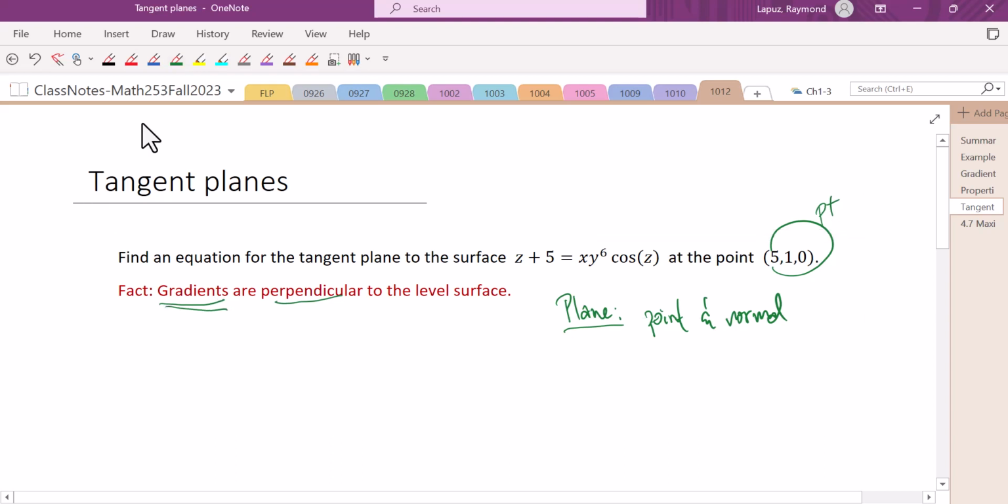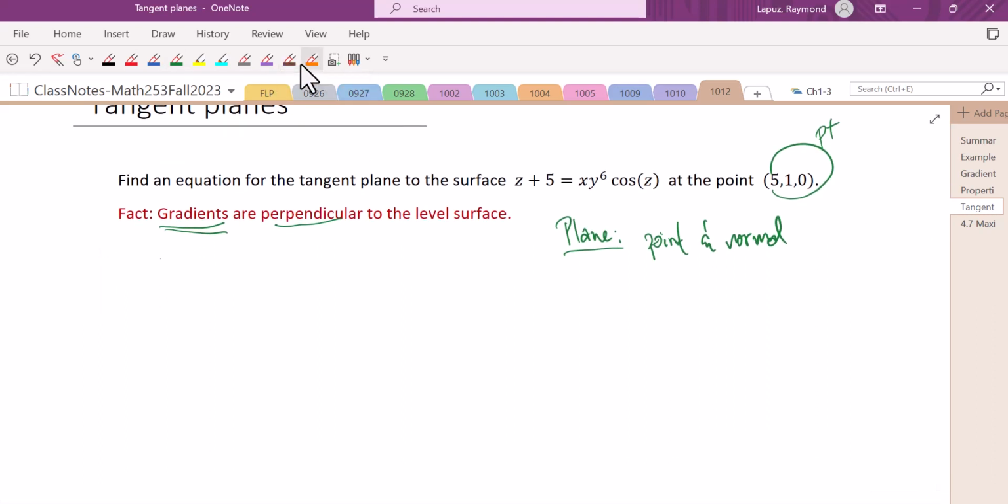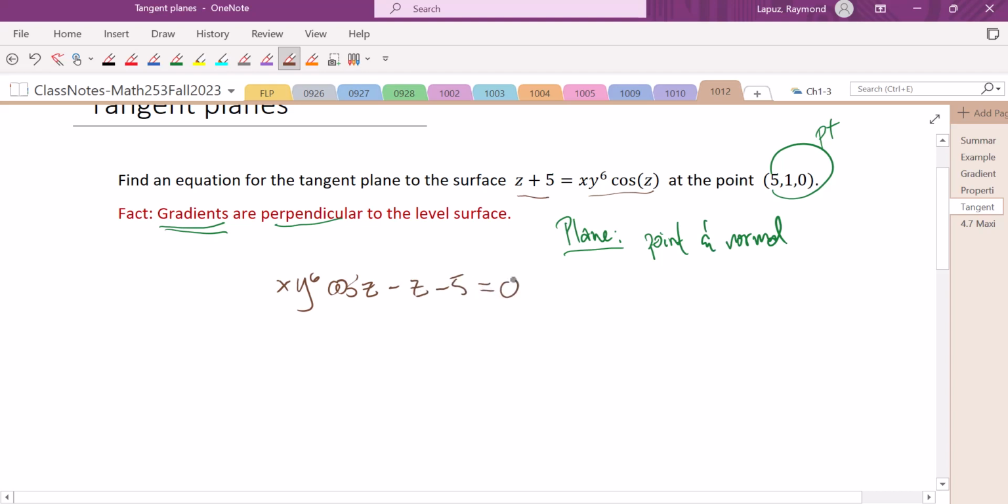The gradient of what? Well, again, we have to look at this surface as if it was a function of 3 variables equal to a constant. We could do this in a couple of different ways. I prefer to bring everything to one side and set the whole thing equal to 0. So let me write x times y to the 6 times cosine of z minus z minus 5 is equal to 0.